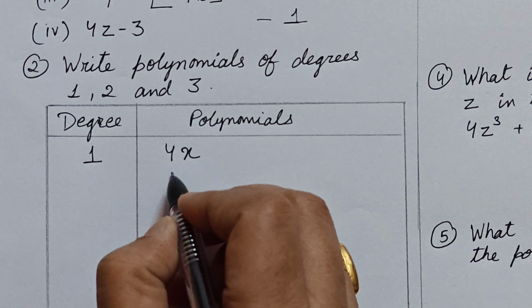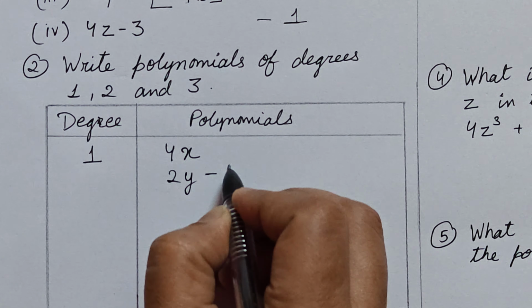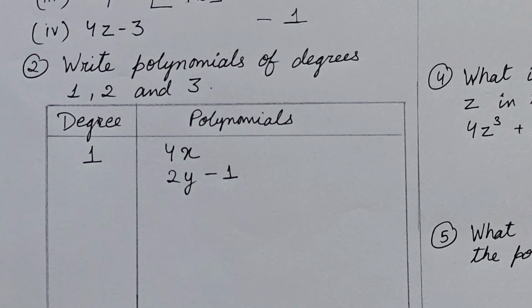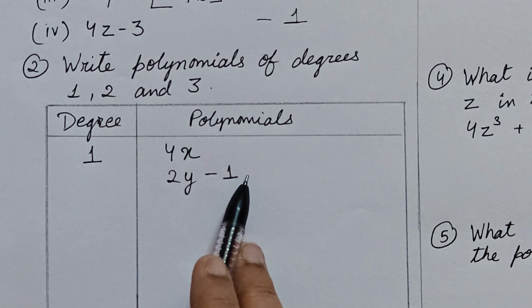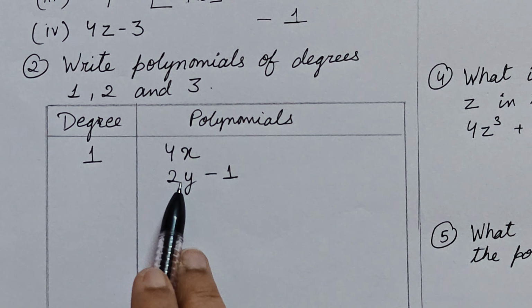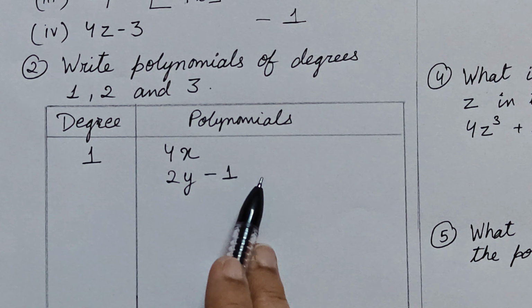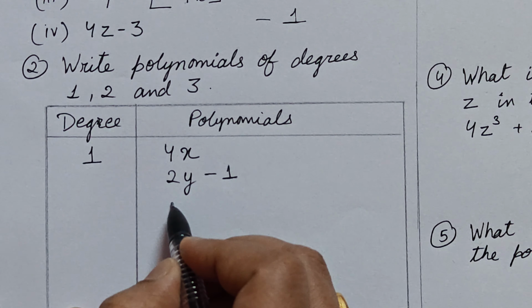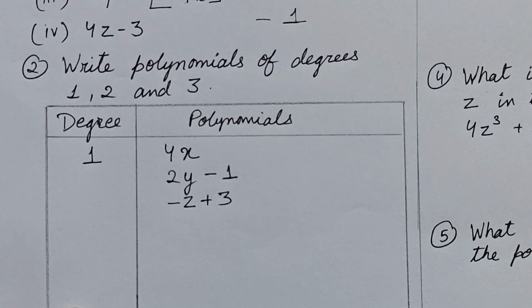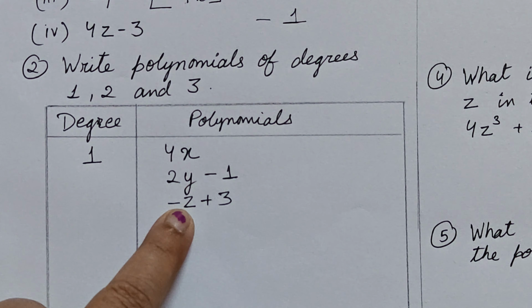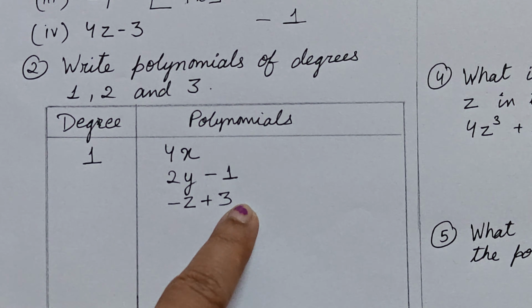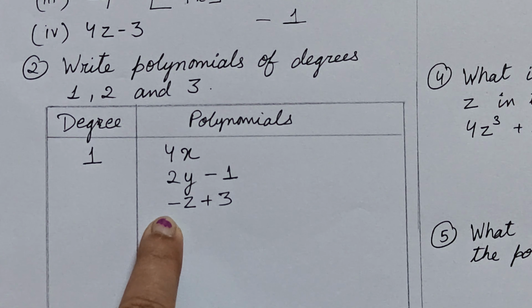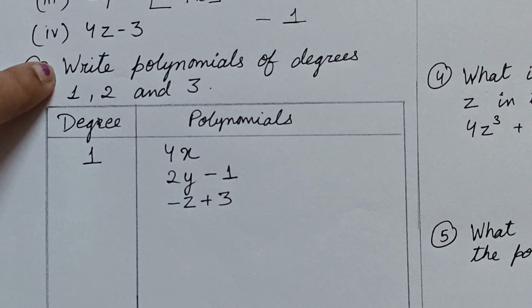Let us take one more example, we can write the expression as 2y minus 1. Here you can see the variable y with the power 1, and minus 1 has no variable, that means power 0. So the highest power is 1, so the degree of the polynomial is 1. If you write minus z plus 3, here also the highest power is 1. The variable z has power 1 and the constant has power 0. Among 1 and 0 the highest is 1, so the degree of this polynomial is 1. Now we'll write some polynomials of degree 2.